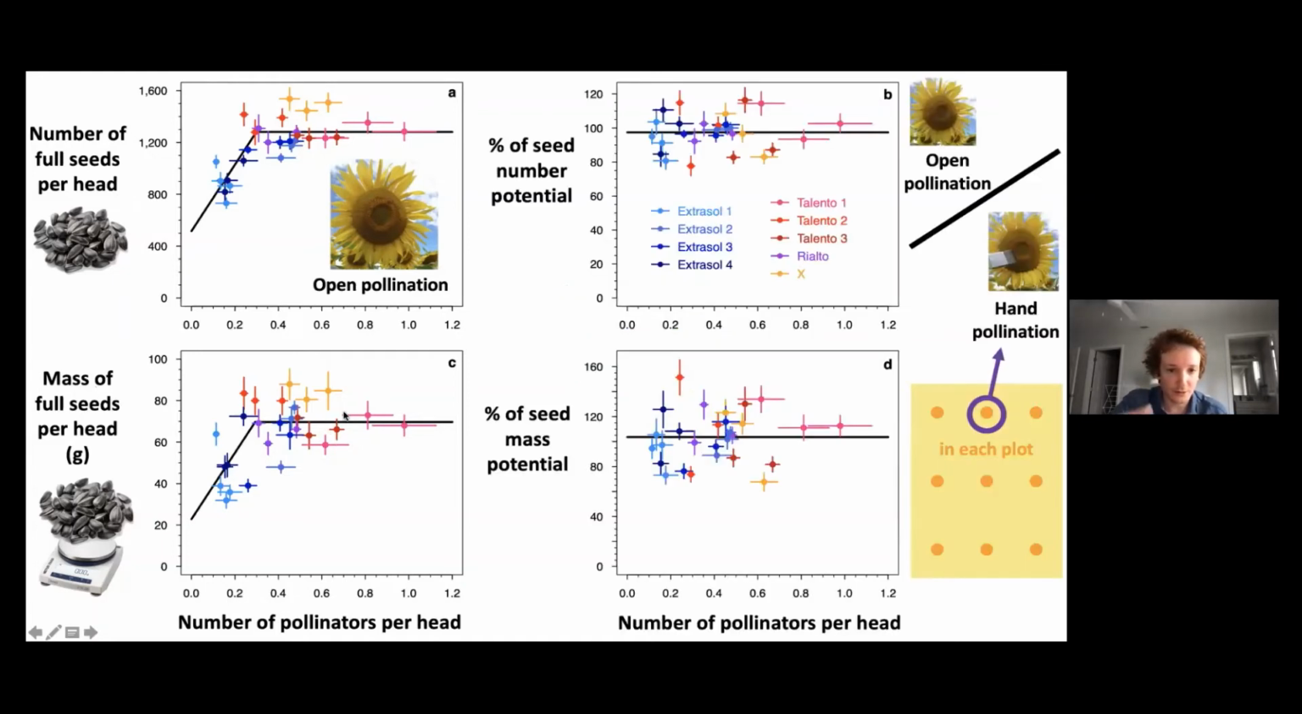But when we divide the yields got with the heads which were left in open pollination by the yields got with the heads which were hand pollinated in each plot, we can express percent of yield potential, and we can see that the percent of seed number potential did not increase with the pollinator density on the whole range of pollinator density. And it was also the case with the percent of the seed mass potential.